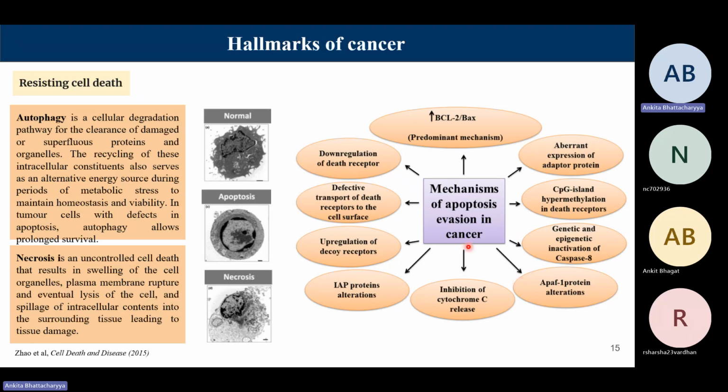We'll come to it. Then the third hallmark we talked about was resisting cell death. So, autophagy is a cellular degradation pathway for clearing damaged proteins or superfluous proteins and organelles. The recycling of these constituents also serves as an alternative source of energy during metabolic stresses to maintain homeostasis and viability. Autophagy often also allows prolonged survival. In contrast to autophagy, necrosis is an uncontrolled form of cell death that results in the swelling of the cell organelles, plasma membrane rupture, and eventual cell lysis.